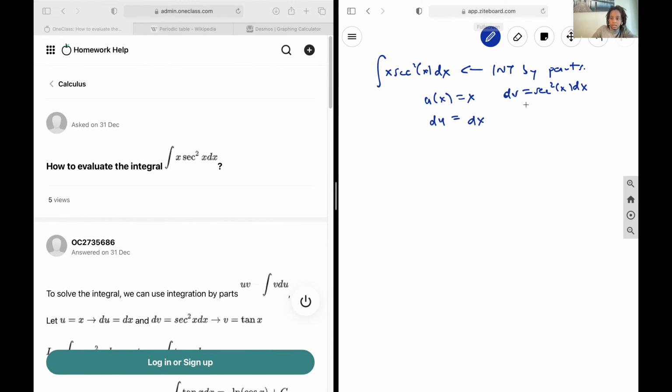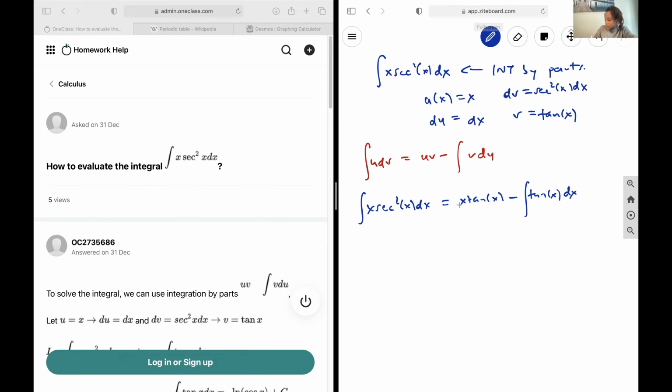And so now if we go about finding the derivatives, we find that du is equal to 1 dx, so dx. And we know that the integral of secant squared x is going to give us tan x, I believe. Yeah, tan x. And so now we're just going to put all of that into our formula. Let's write out that formula: integral of u dv is equal to uv minus the integral of v du. So with what we have here, the integral of x secant squared x dx will be equal to x tan x minus the integral of tan x dx.